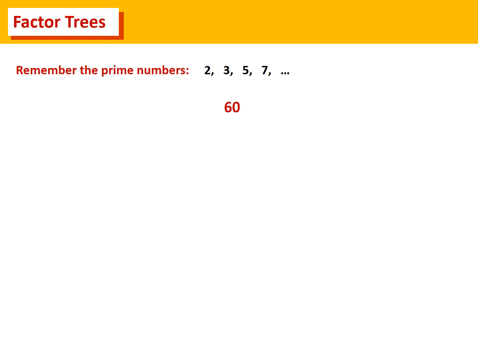So imagine our starting number is 60, we're going to rewrite that in terms of the multiplication of its prime factors. So remember, a factor is a number that will divide into another number. So 60 can be broken up into 2 times 30. 2 is prime, so we underline it, and then we try and break down 30.